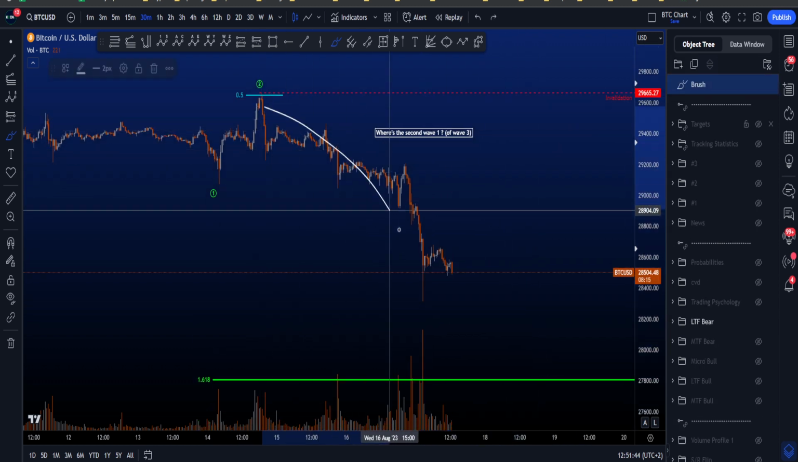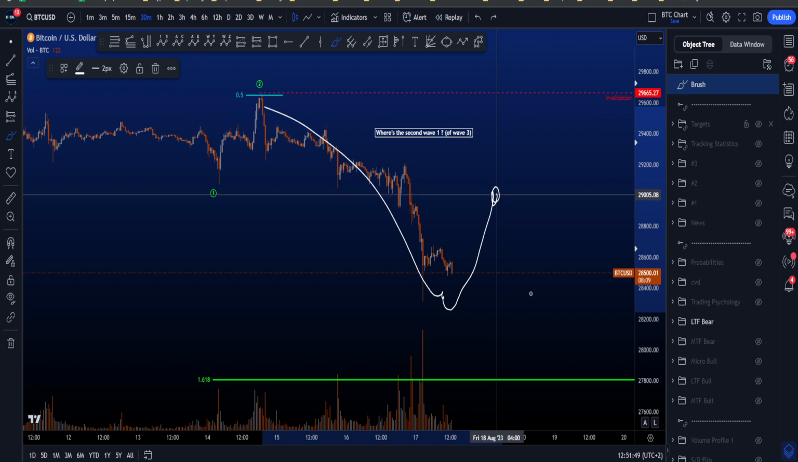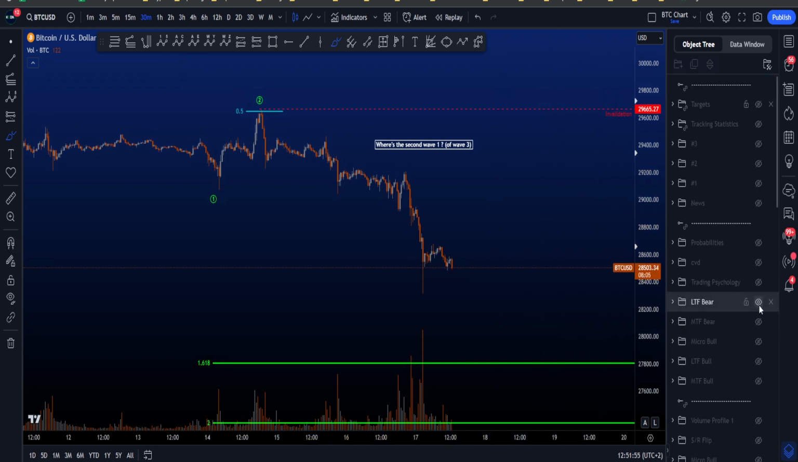But I'm not yet counting out or leaving out of the possibilities that we get a wave 1 before then a bounce in a 2 and then a bigger wave 3. But of course, we don't have the information for that at the moment.